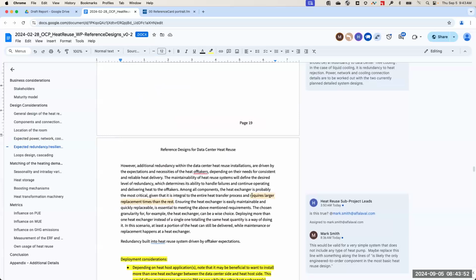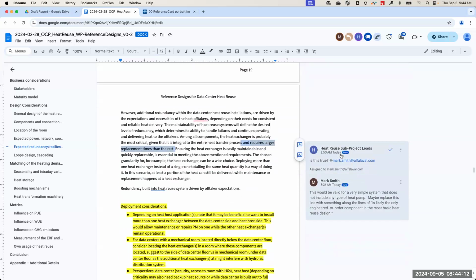Mark, you had a comment here. Sometimes when you need to replace plates, you can try to take them out and clean them, or you can just have new ones ready to go, and it's a lot quicker. You had a comment about the larger replacement times. Yeah, it's technically correct. I just didn't want it to scare people away or get lost in there. Obviously, if there's a heat pump or something, then that would definitely be the critical component.